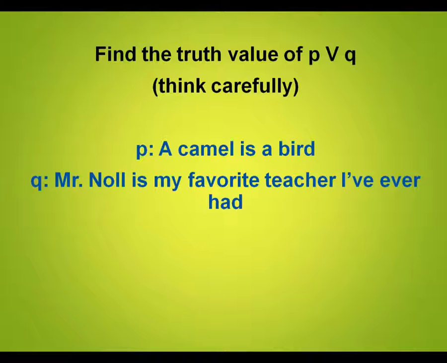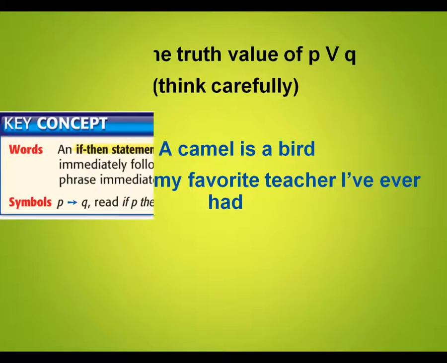Very good. Yes, because this is an or, so only one of these two statements has to be true, right? Only one of them has to be true. A camel's a bird, right? Just wanted to test us to see if we understood this. You can say false when you leave. Okay. At least we get the joke.